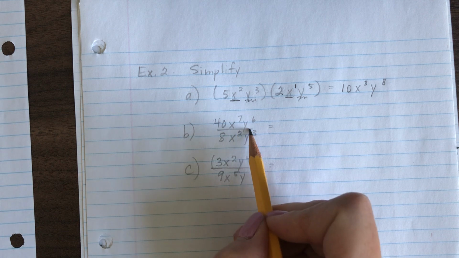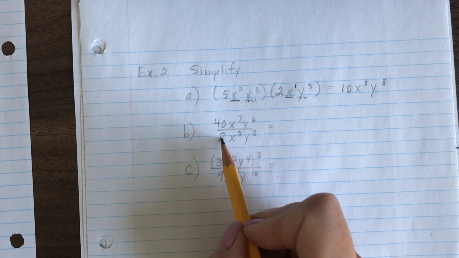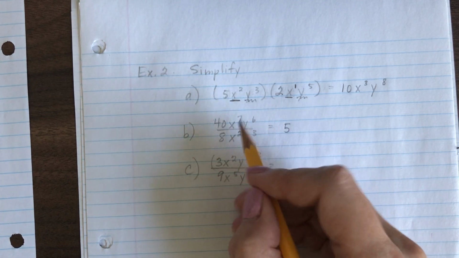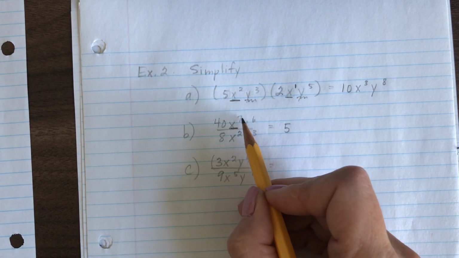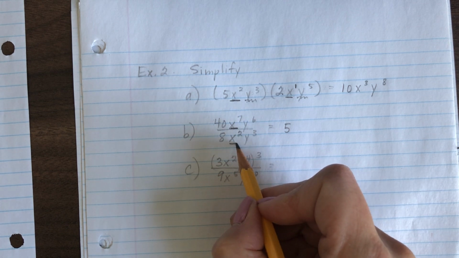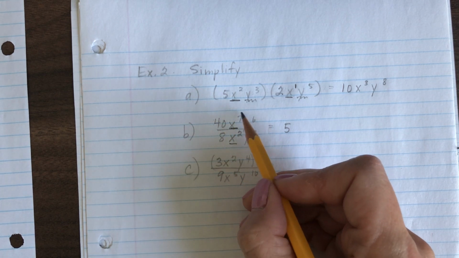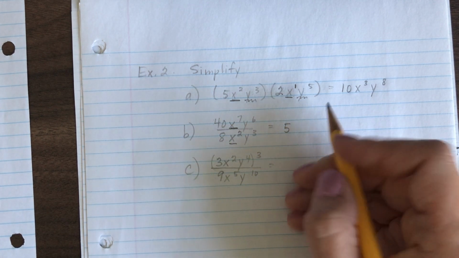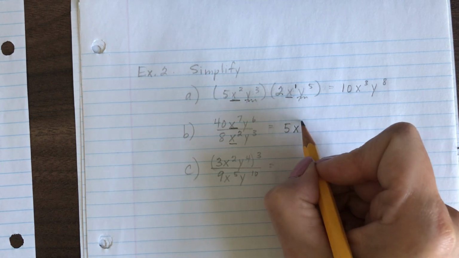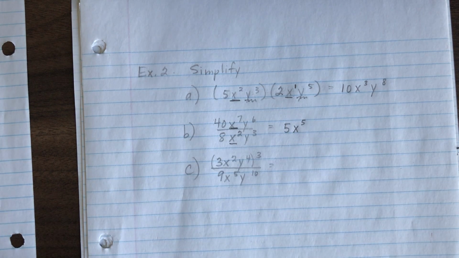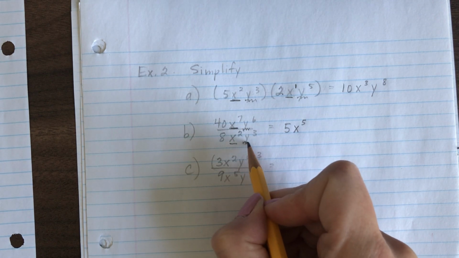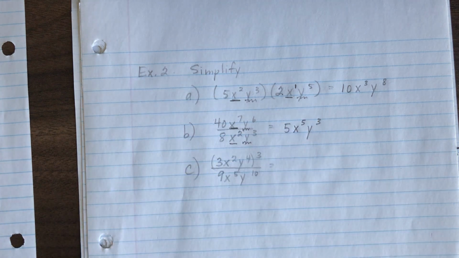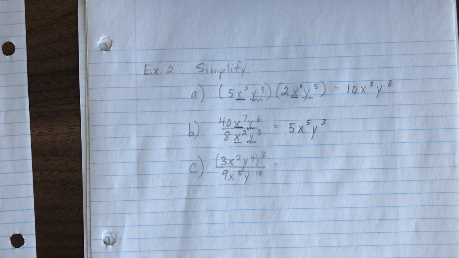In part B, I'm dividing. So again, divide the numbers like you normally would. So 40 divided by 8 gives you 5. And then you're going to divide powers with the same base. You're going to divide x to the exponent 7 by x to the exponent 2. So that means you would have to apply the quotient rule and subtract the exponents. So when I take 2 away from 7, I get 5. So I would end up with x to the exponent 5 in my answer. Looking at the powers of y, subtracting their exponents, I end up with y cubed. So the final answer is 5x to the 5 y cubed.